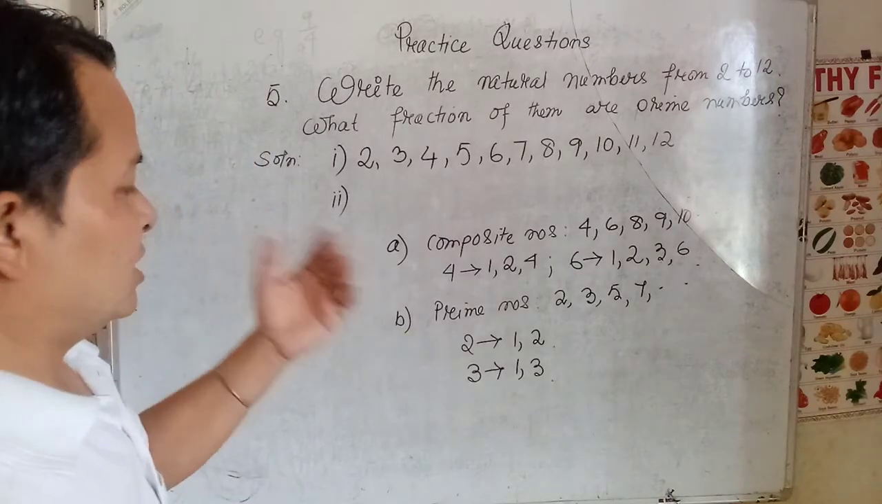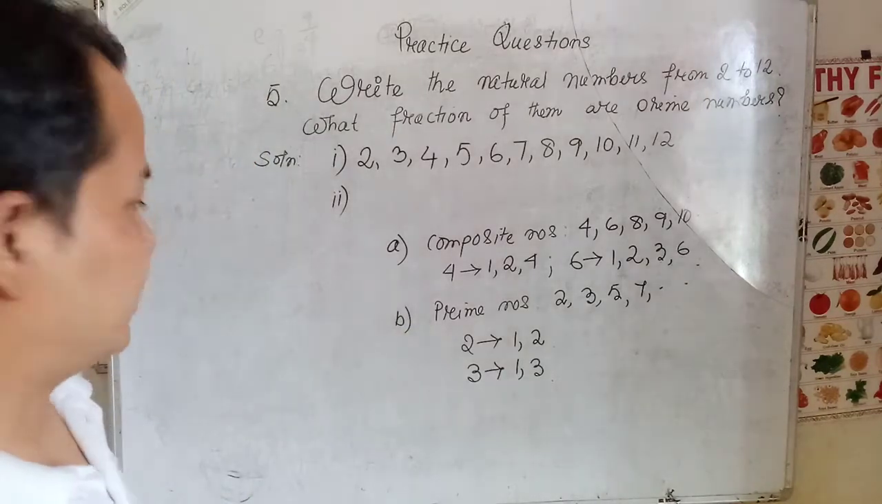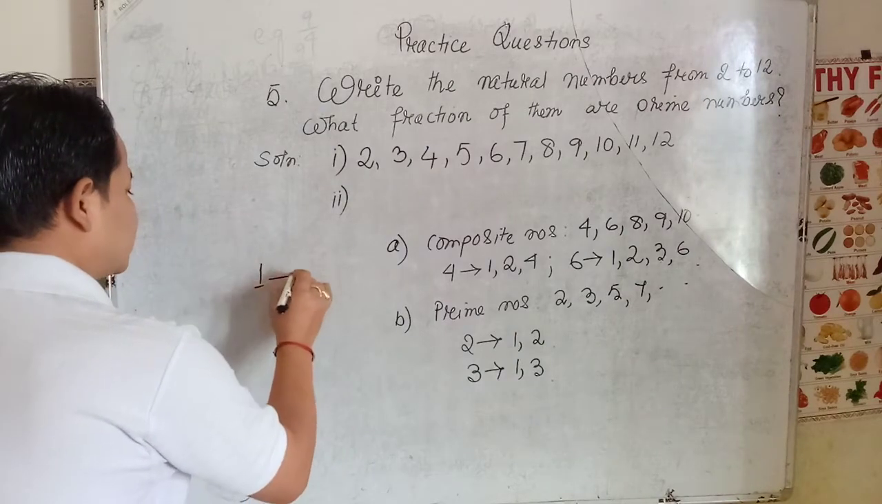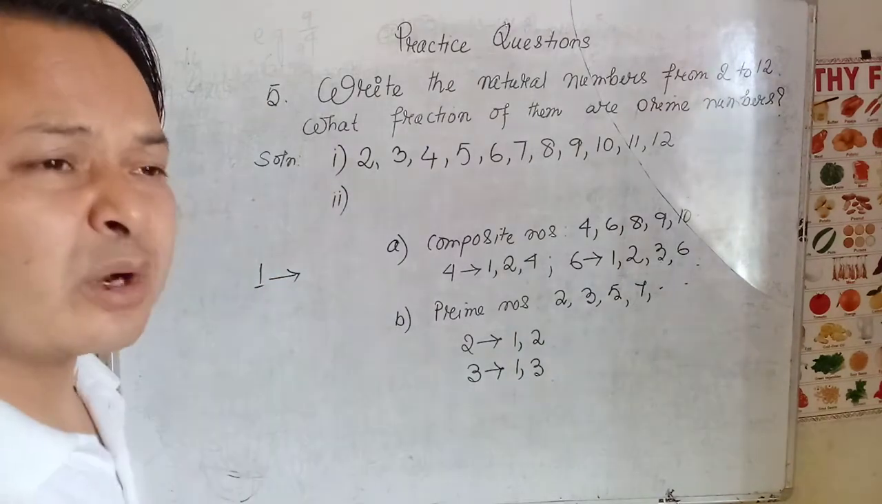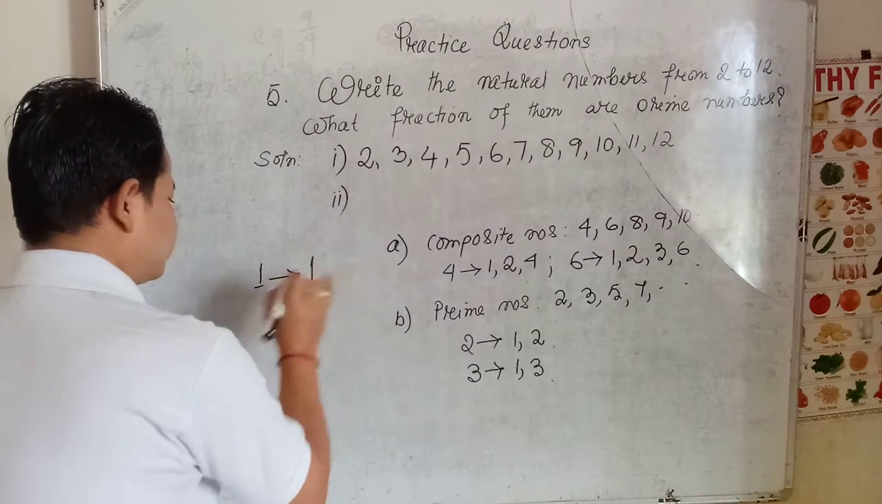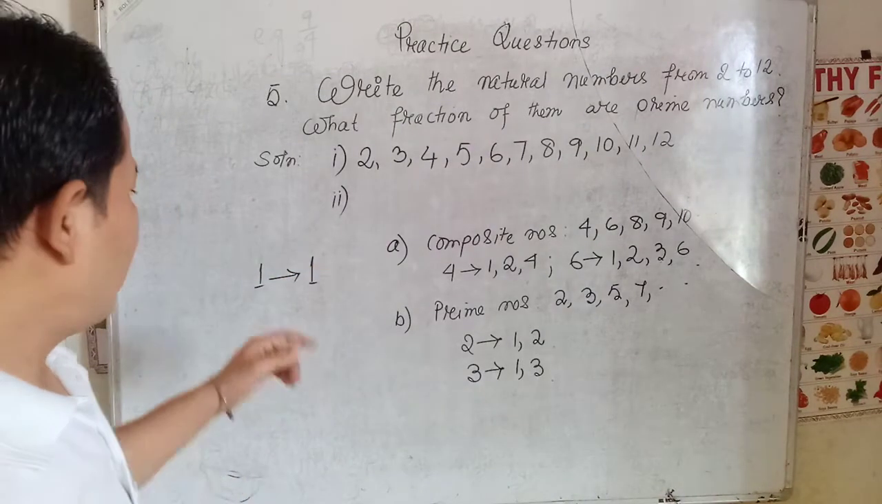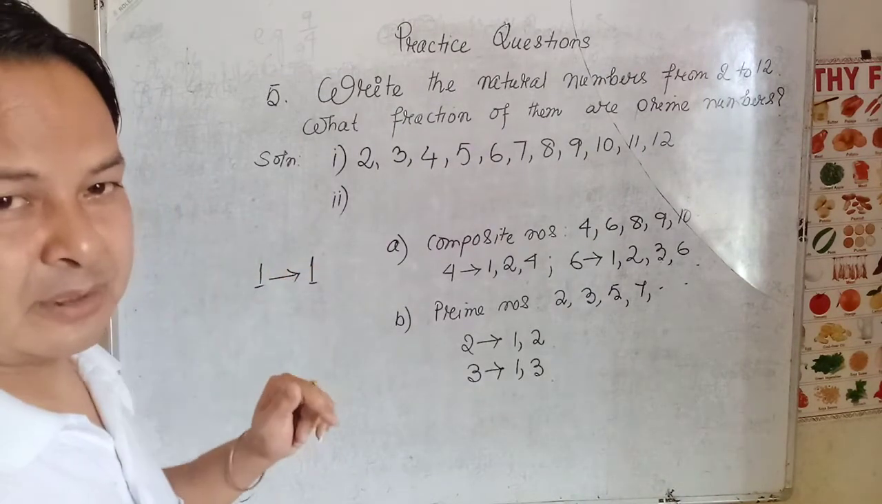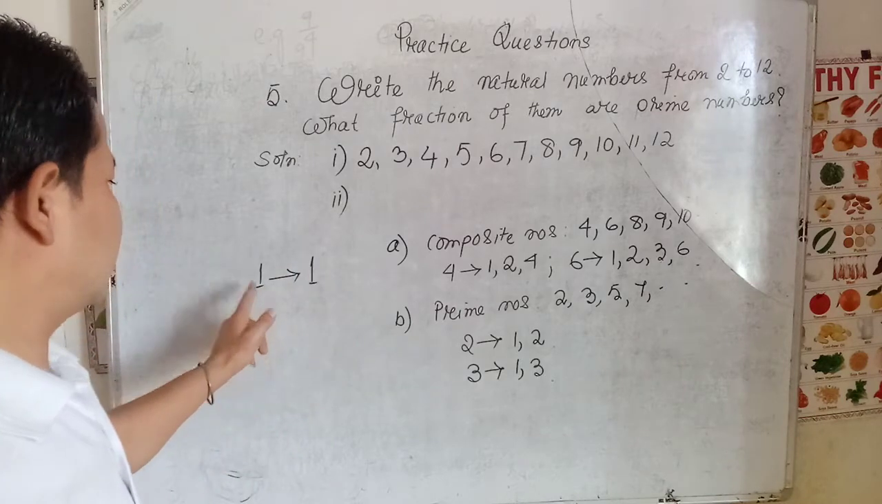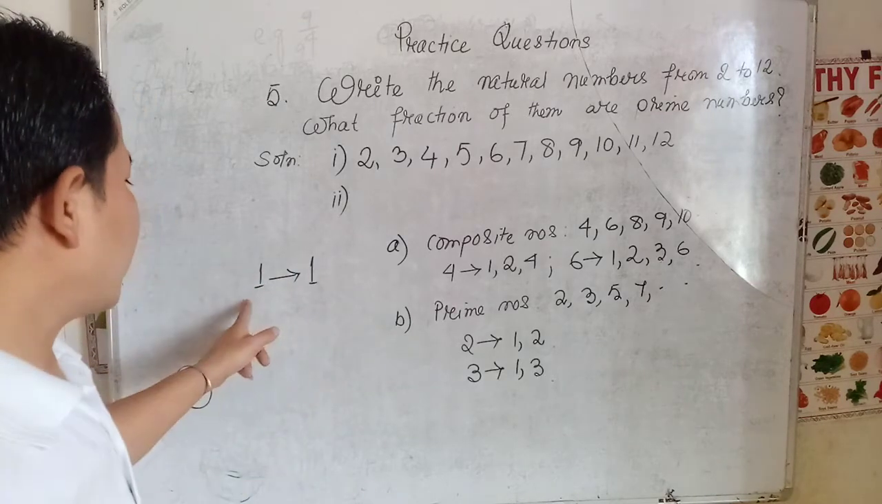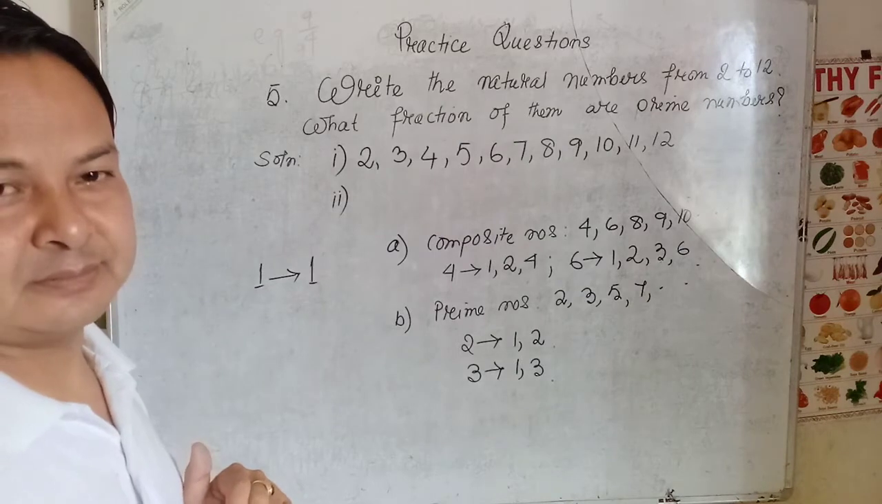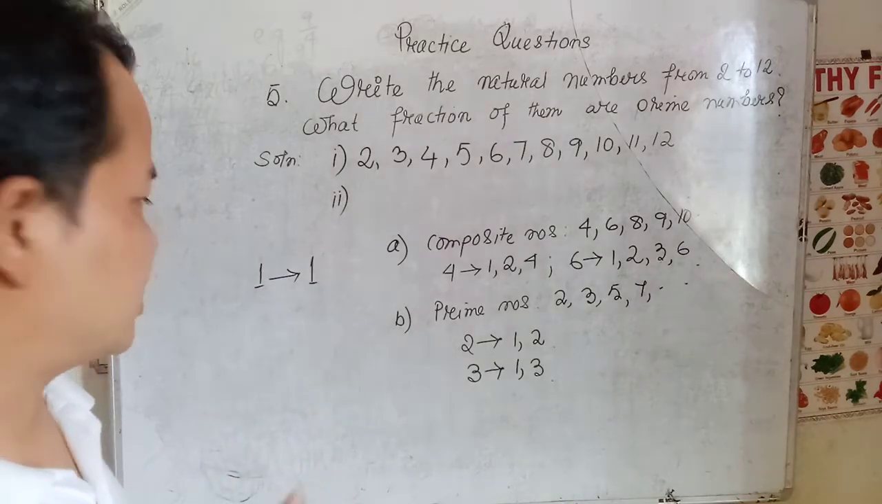So, but what about the number 1? This number 1 has only one factor, that is 1. We get only one number, 1, which can divide the given number 1. That means 1 has only one factor. Then what do we call this number 1?